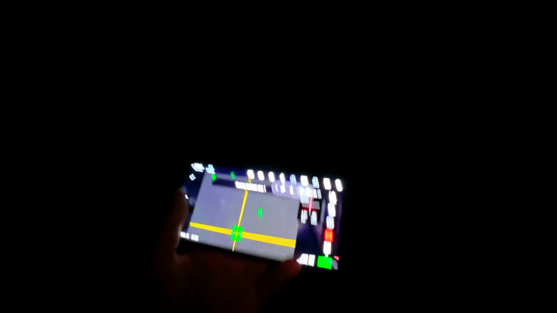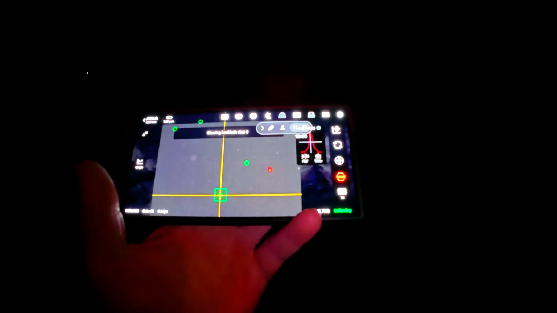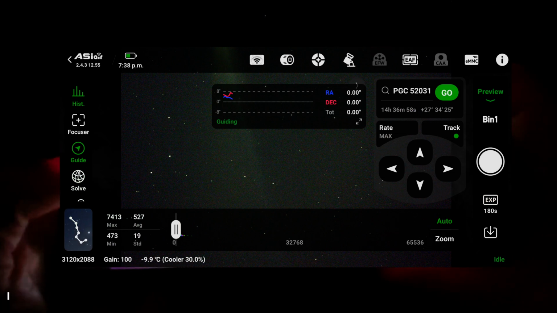Finally get to see how close to the horizon it is. Oh yeah, it's low. Pretty low. This is gonna be a hard target. This is gonna be difficult. Whoa.